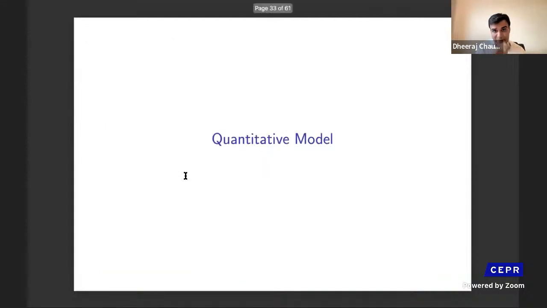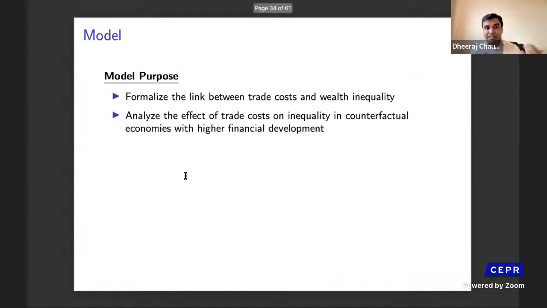So this is my empirical analysis. To rationalize these findings that lower trade barriers lead to an increase in wealth inequality, I write a small open economy model. I also use the model to study the effect of financial development. To do so, I consider counterfactual economies with changing levels of financial development. I consider a frictionless economy. I also consider an economy with financial development that is at the current level.